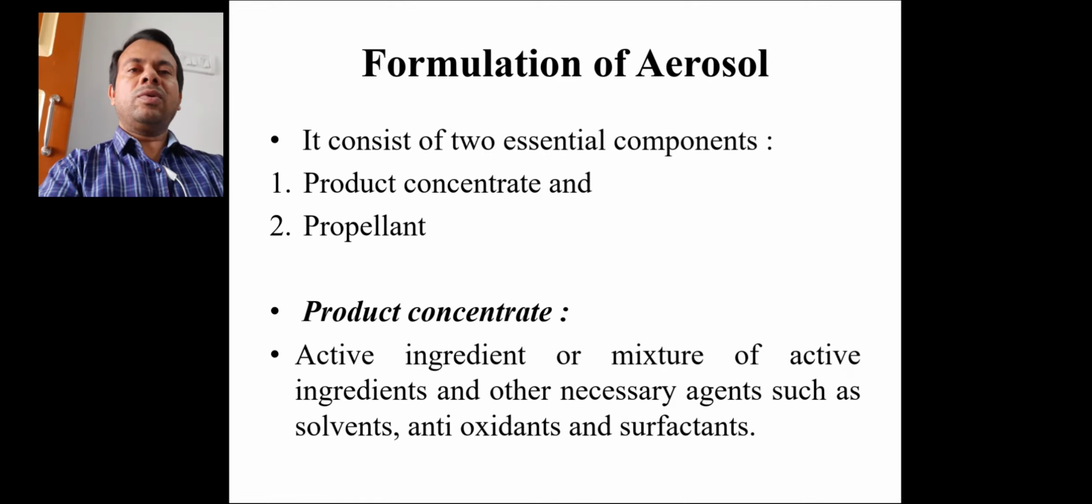Today we will discuss about formulation of aerosol system, and this is the fourth part of aerosol system. It consists of two essential components, product concentrate and propellant. Product concentrate consists of active ingredient or mixture of active ingredients and other necessary agents such as solvents which can dissolve the active ingredients and other components, antioxidant which minimizes the oxidation process, and surfactants which can reduce the interfacial tension.